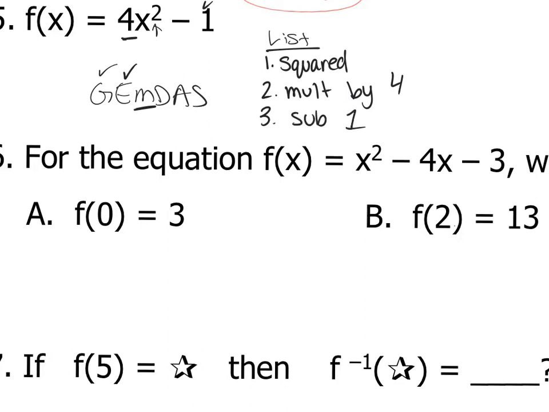So for my answer, I'm going to take x, and I'm not going to subtract 1, but I'm going to add 1. And then I'm not going to multiply by 4, but I'm going to divide by 4. And then to that entire thing, I'm not going to square it, but I'm going to square root it.